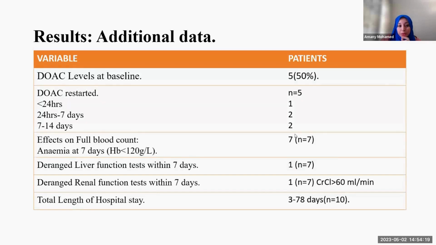Of the other data we collected, on full blood count, 7 patients who had blood tests done at 7 days were still anemic, all of them. 1 patient had deranged liver function tests, and 1 patient had a transient AKI, so deranged renal function tests, within 7 days. The total length of hospital stay ranged between 3 and 78 days.